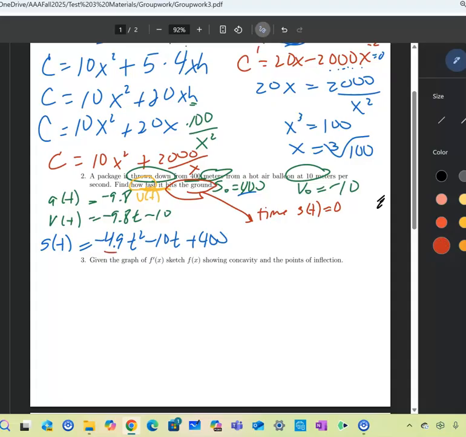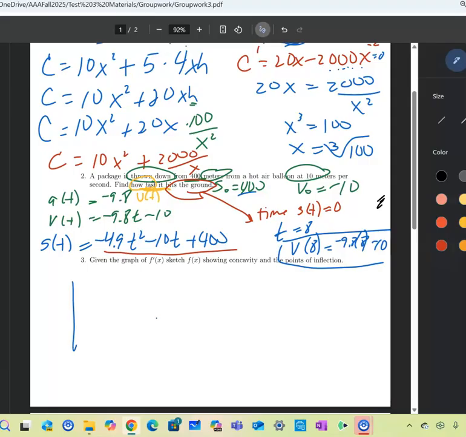Oh, you mean we have to factor that? No, we get to use the quadratic formula. I'll let you go do that, and I got the time about 8, and you're allowed to round. So that's the time, and so then the velocity it hits the ground is v of 8, which is negative 9.8 times 8 minus 10. And that would be the answer. That's the velocity it hits the ground.